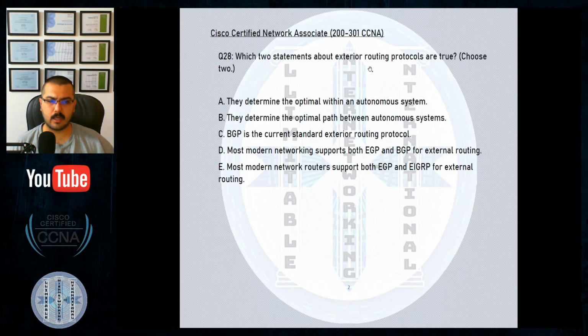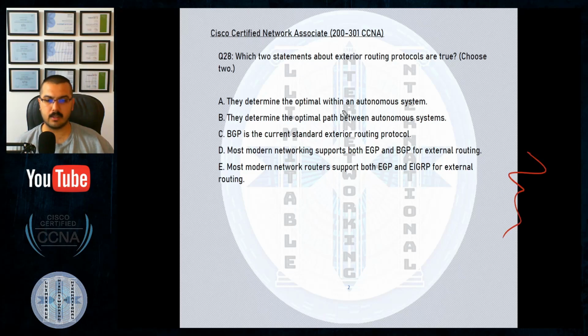To allow the exterior, like only BGP. Number one, they determine the optimal path within an autonomous system. This means that those protocols calculate the best path to a destination, but that destination resides inside or within your autonomous system, inside your network. This is nonsense because this is not what the exterior is all about.